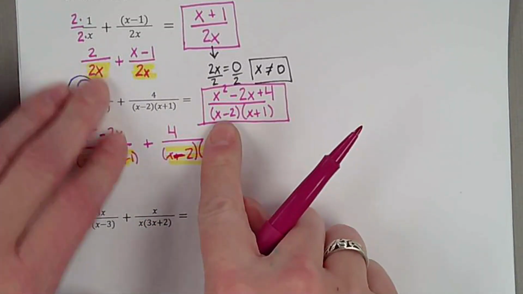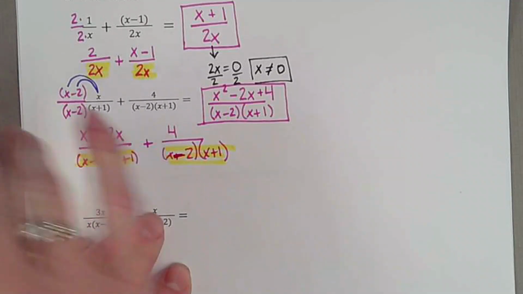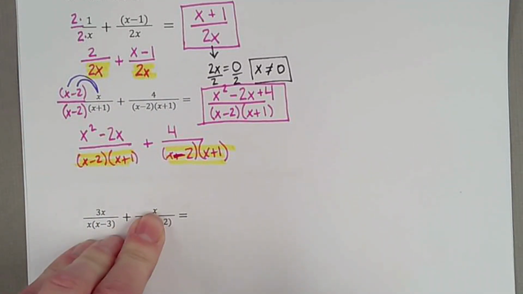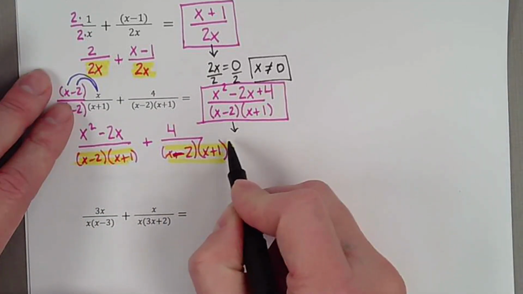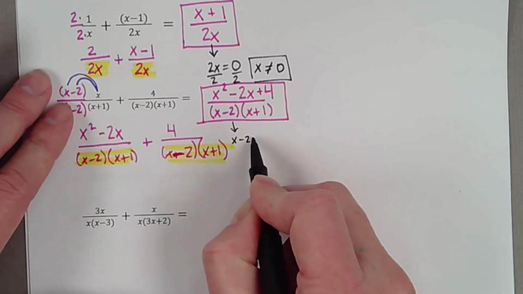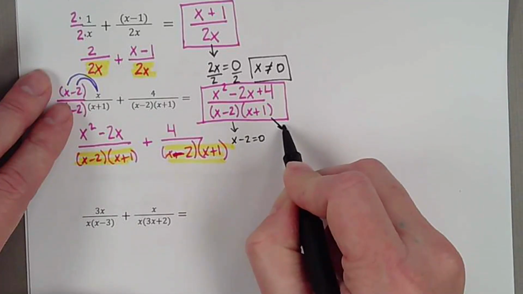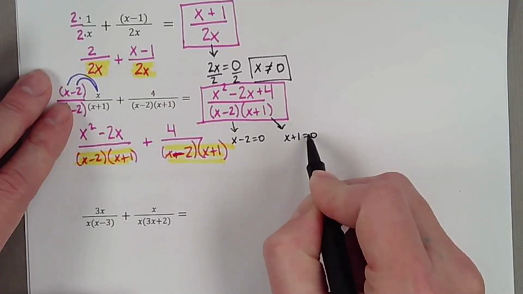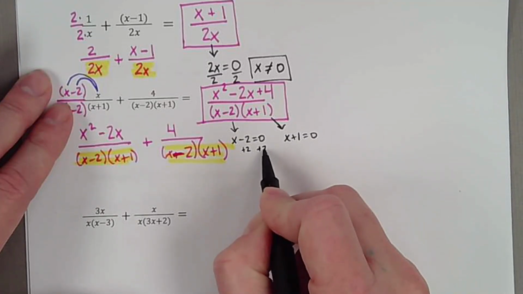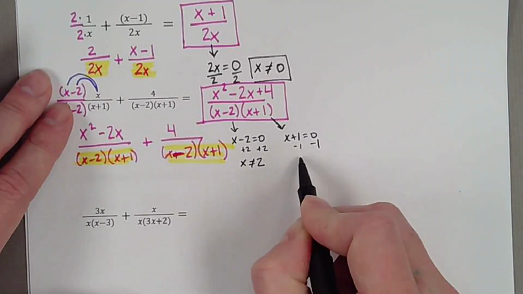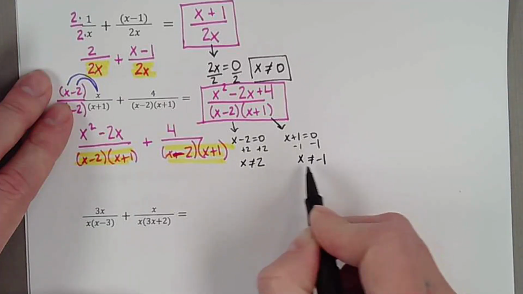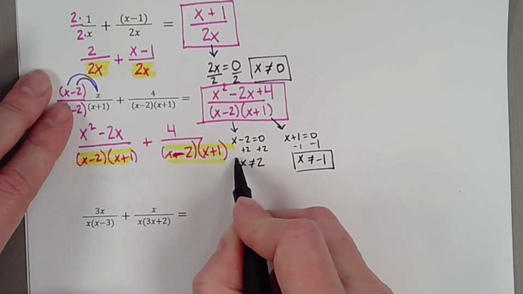And then I have 2 excluded values. If you like to write the equations for excluded values, that's great. You would write 2 equations and you would solve them. Otherwise, if you can do it without writing the equations, that's fine. So x cannot be 2, and x cannot be negative 1. Those are my excluded values.